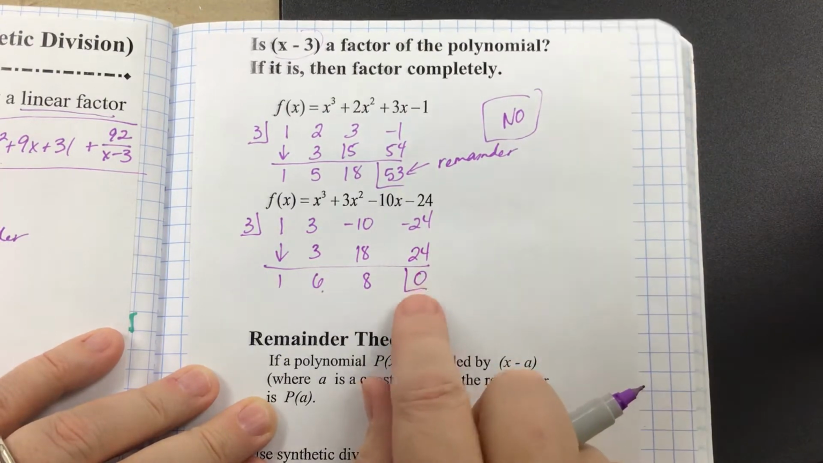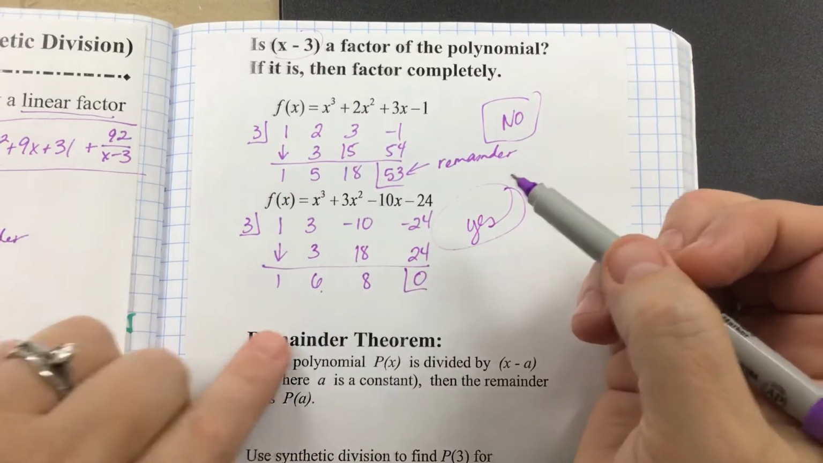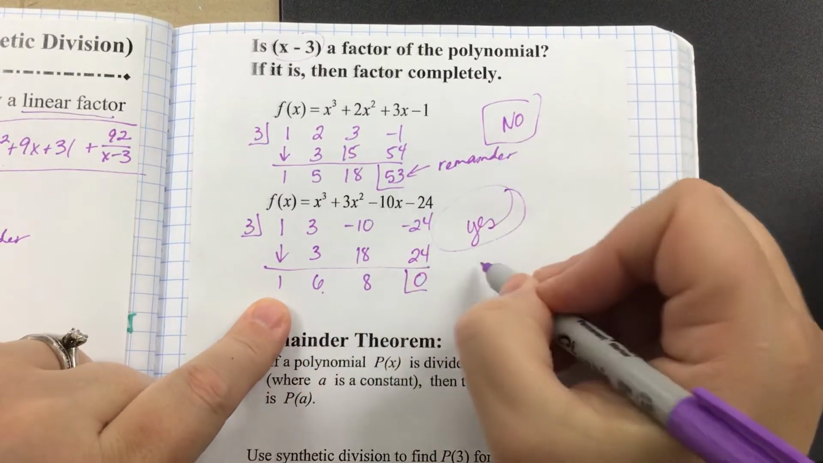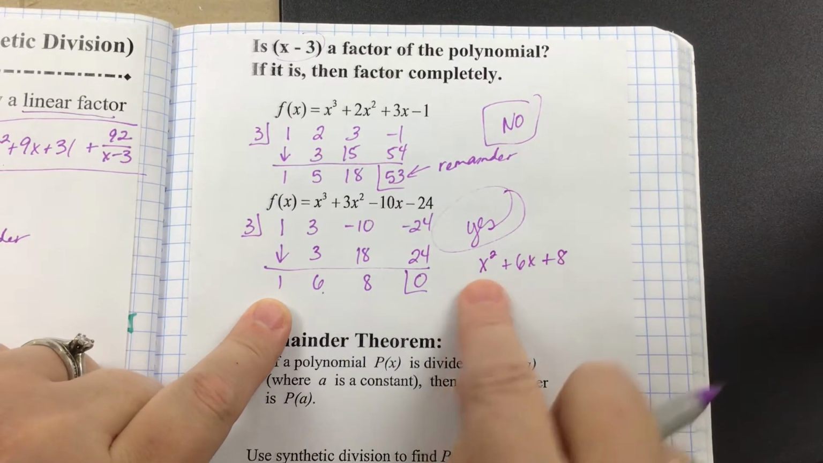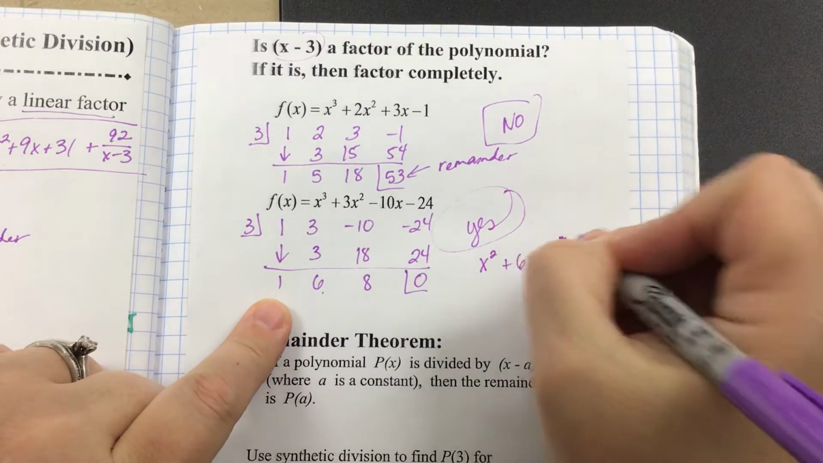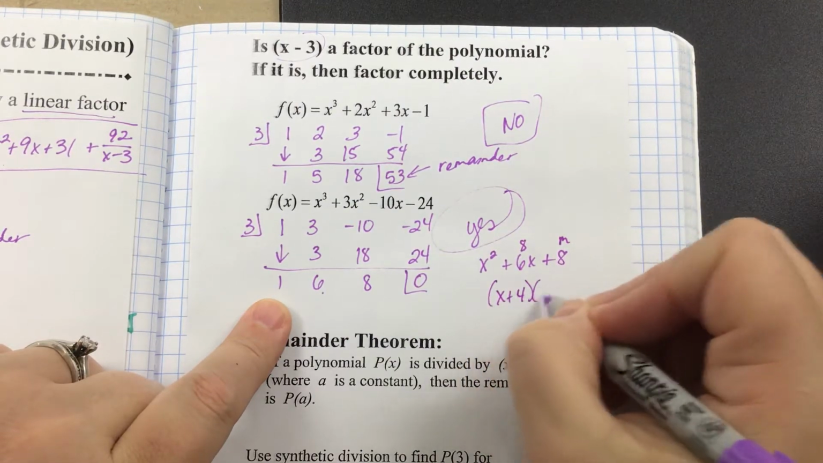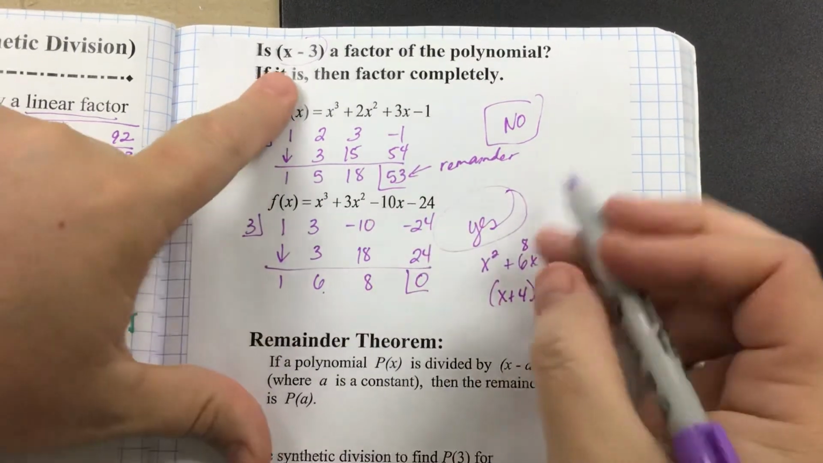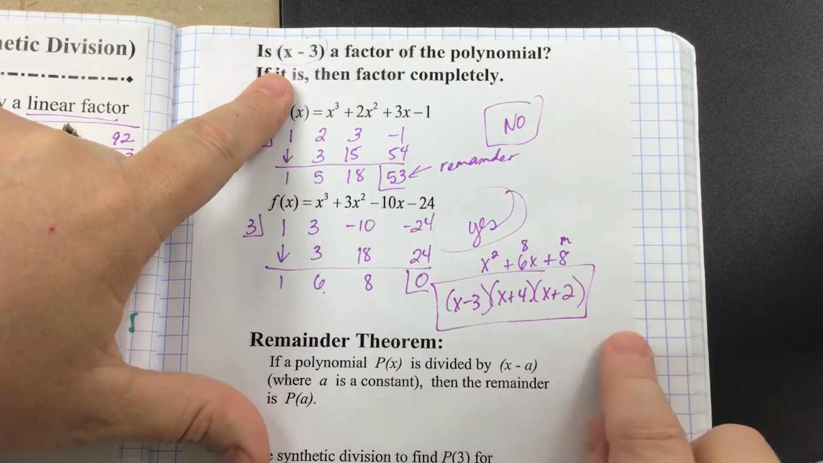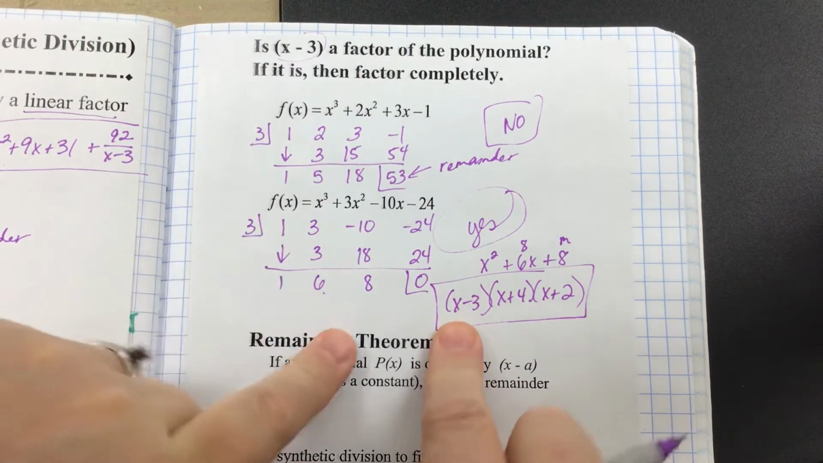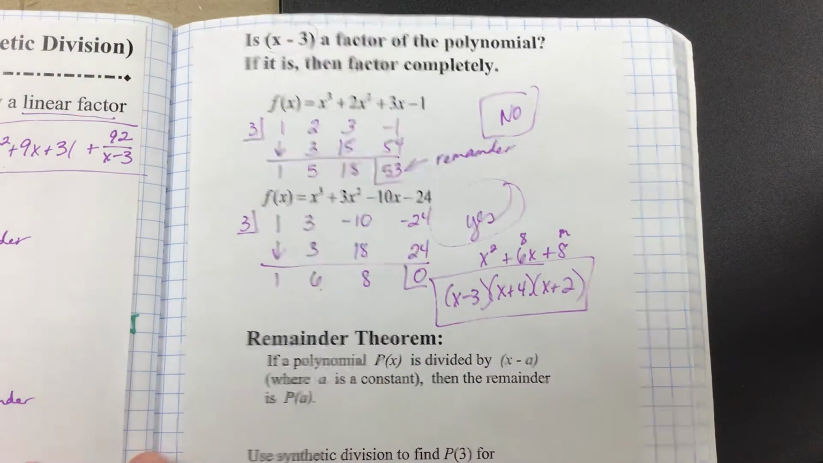That means there is no remainder. So is it a factor? My answer is yes. And then I want to factor it completely. So this would be 1x squared, a positive 6x, and an 8. I have to think, what multiplies to give me 8 and adds to give me 6? Hopefully you're thinking 4 and 2. And then the original factor was x minus 3. So that would be this particular problem factored completely. Again, x minus 3 was a factor, and then this factors completely into x plus 4, x plus 2.